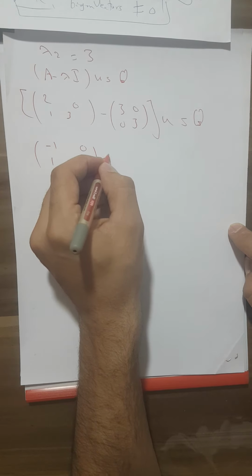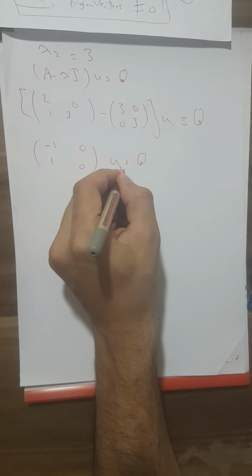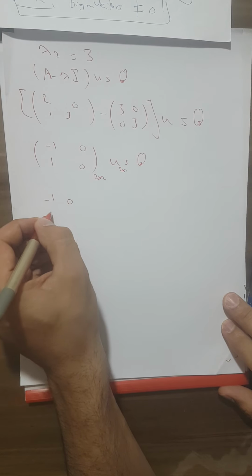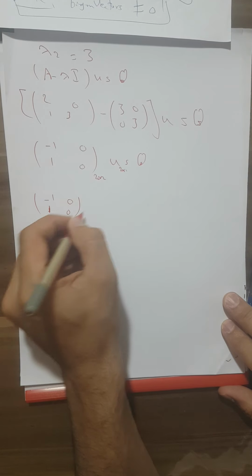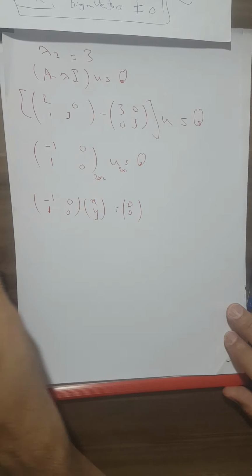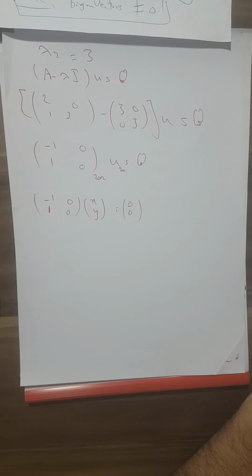Am I right? u is equal to 0, and because you have 2 by 2, u is 2 by 1. So I will get [[-1, 0], [1, 0]] times [x, y] equal to [0, 0]. Okay dear, so the same thing, we are going to try the same strategy for finding the x and y.